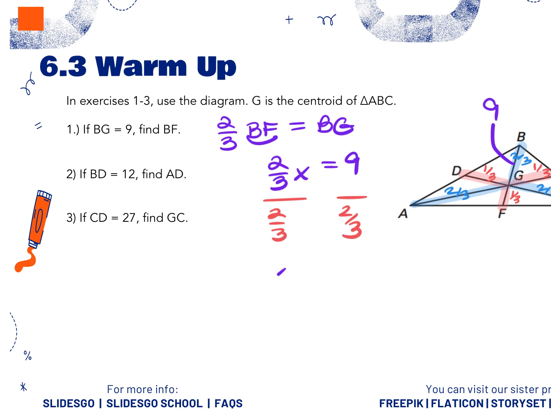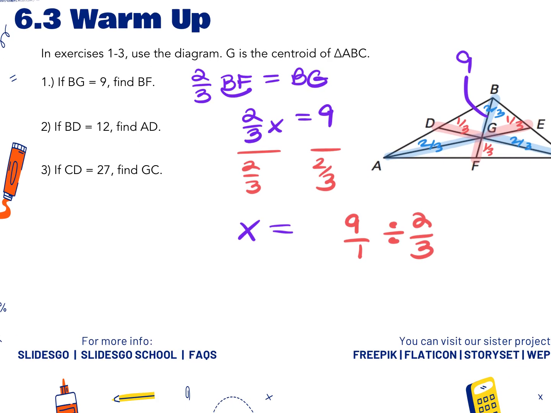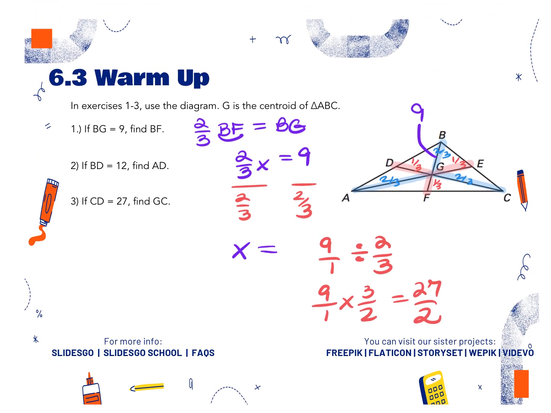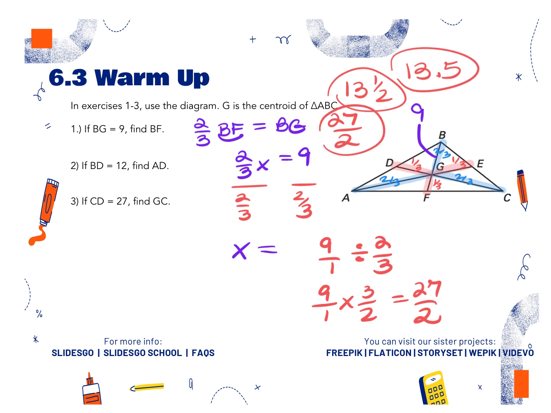Essentially what I'm doing here is dividing both sides by 2/3. So to get my value of X, the problem that I'm doing is 9/1 divided by 2/3. And when you divide fractions, you're doing keep, change, flip. So 9/1 times 3/2 gives you 27/2. So the length of BF is 27/2. If you make it a mixed number, it's 13 1/2. If you make it a decimal, 13.5. I would accept all 3 of these as an answer for a free response question.